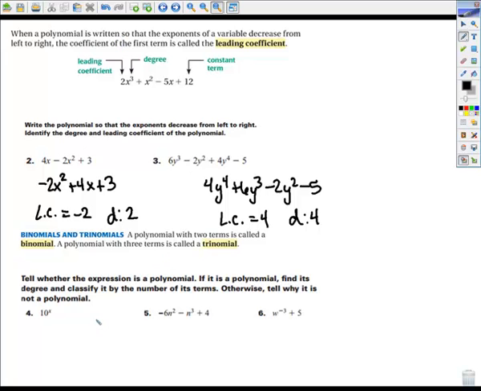In the next set of problems, they want us to classify these. They want us to see, well, is this expression a polynomial? If it's not, tell why it's not. And if it is, tell the degree and classify it by the number of terms. So 10 to the x is not. The degree cannot be a variable.